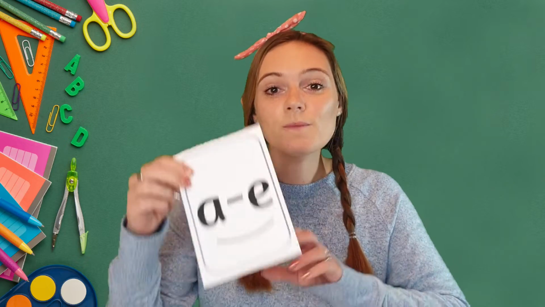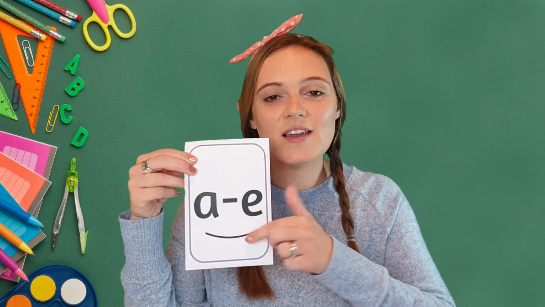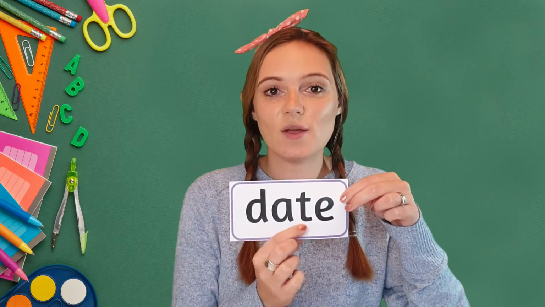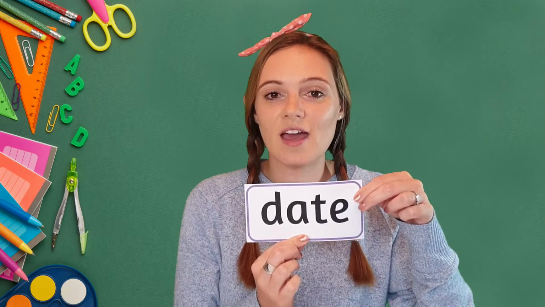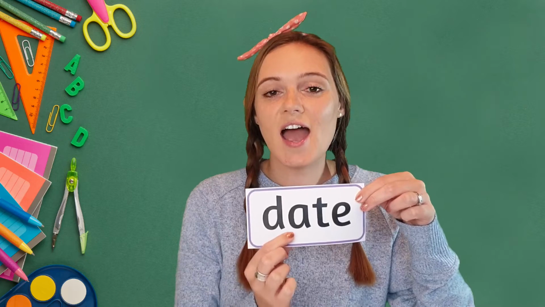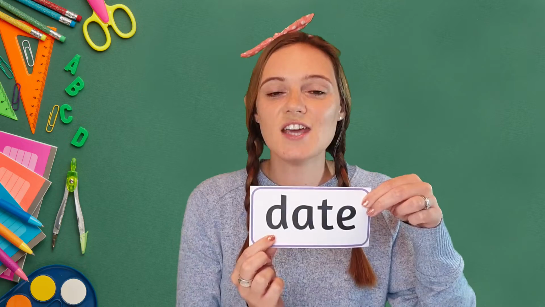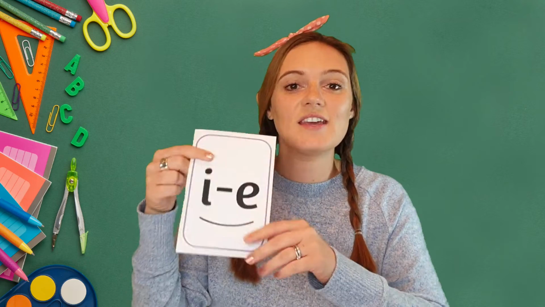A split digraph is when the two letters that make a sound are split apart by another letter. For example, the A and the E together make the A sound, but you'll find another letter in between. So for example, in a word such as date, you've got D-A-T, date, with the A and the E making the A sound. If you sounded them out without using them together, it would sound like this, D-A-T-E, data, which as you know is incorrect. So D-A-T, date.